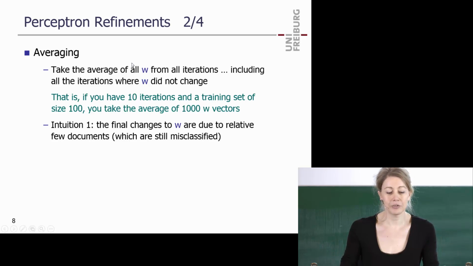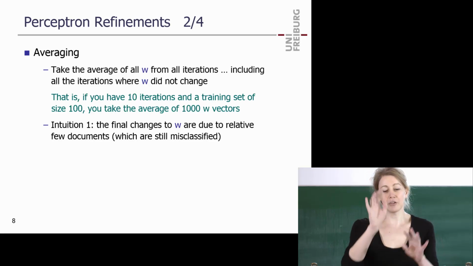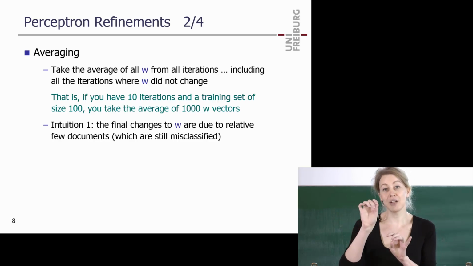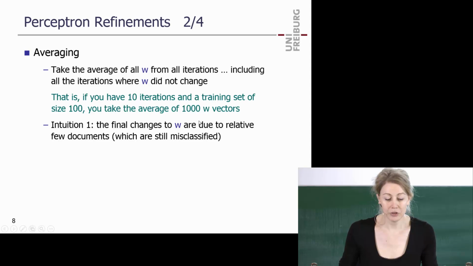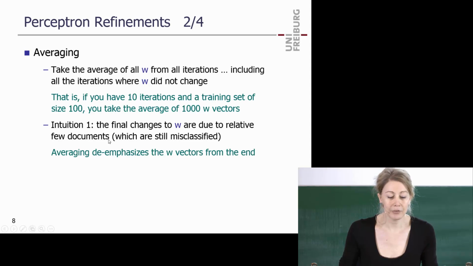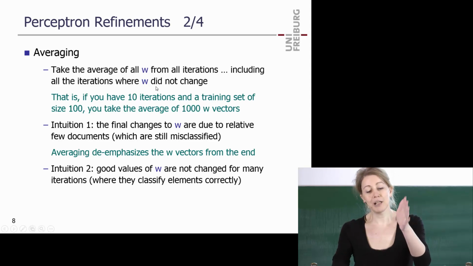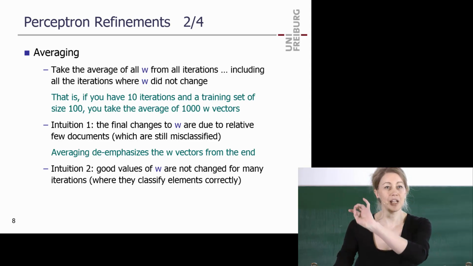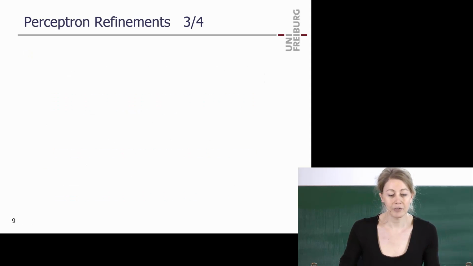Very quickly, why is this a good strategy? One intuition is, in the end, the W will separate your training samples pretty well, and there are just a few which are wrong. The final changes of W will just be to correct these last few predictions on the training set, right? If you do averaging, you de-emphasize these vectors from the end, which is a good idea. Also, if you have a value of W somewhere in the middle which is really good for many training samples, then you will not change it for maybe 50 iterations, and you will have it 50 times in this averaging. So just one idea, averaging.